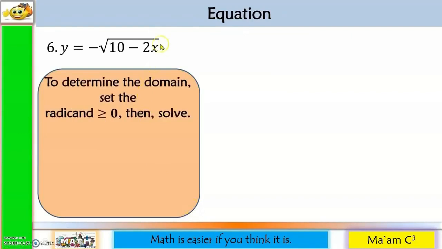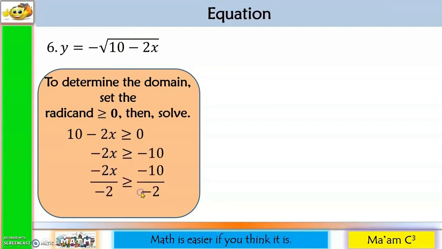So for the domain, let's set our radicand greater than or equal to 0. Let's move 10 to the other side. So we have negative 2x greater than or equal to negative 10. And then we divide both sides by negative 2. Negative 2x divided by negative 2 is x. Negative 10 divided by negative 2 is positive 5. But since we divide by a negative number, our inequality symbol will change. So final answer, x is less than or equal to 5.